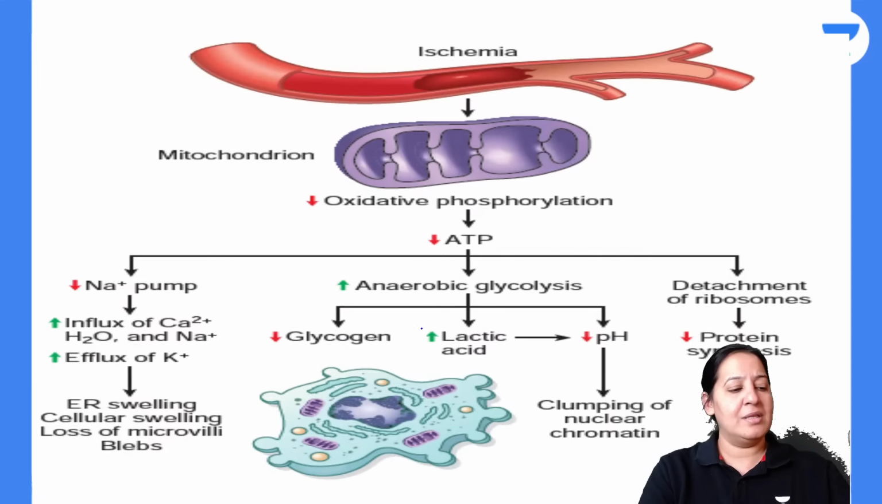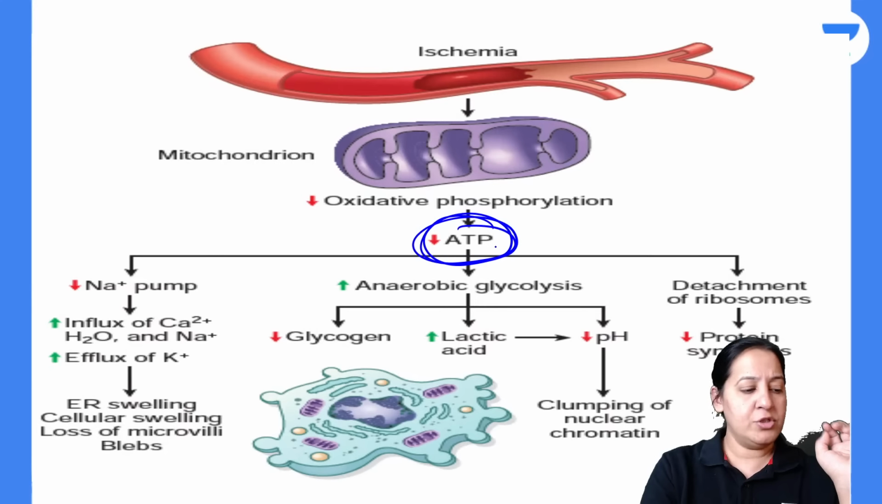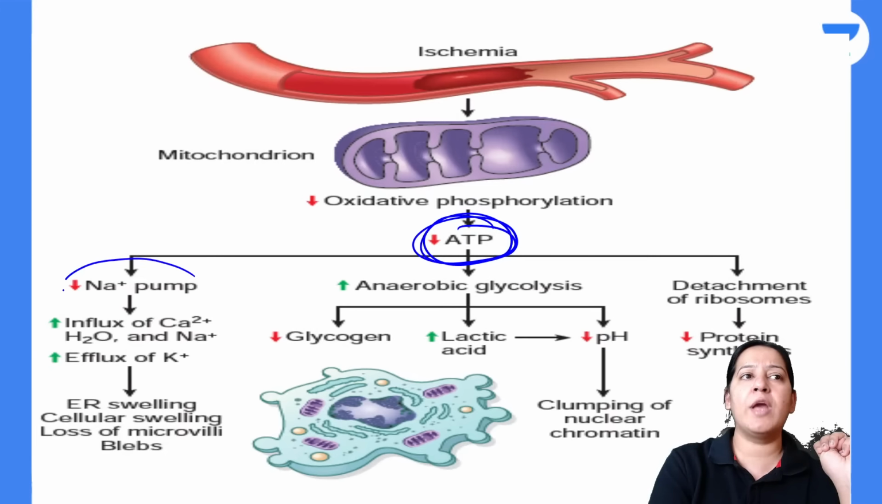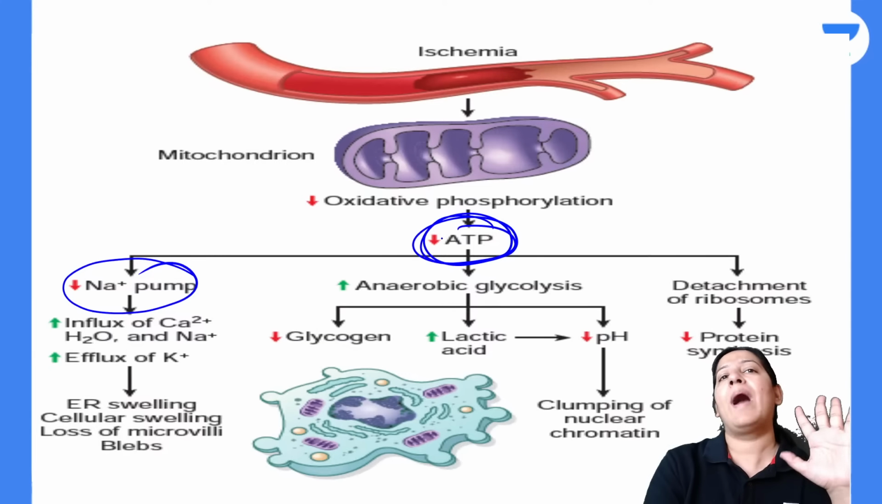During ATP depletion, this diagram is from Robbins. Can you see ATP is depleted? So during ATP depletion, three things are happening. Number one, the sodium potassium pump is not operating, because for operation of this pump we need ATP. Now, why does ATP depletion occur?